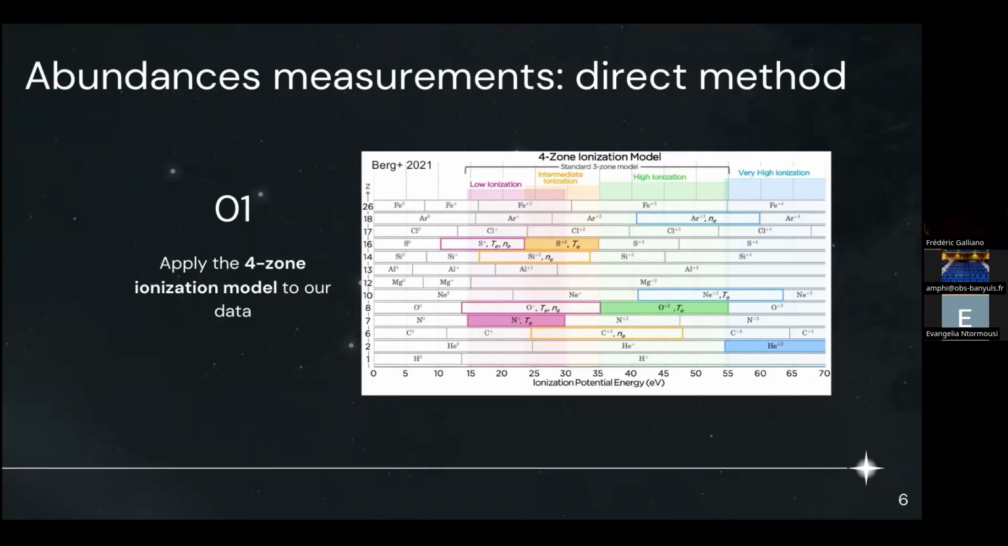Okay, one of the main goals was to measure the abundances of our galaxy. And to do that, we use the direct method that consists in computing the abundances using temperature and densities that are measured directly from our data. In each gas, we can always identify 3 or 4 ionization zones that contain different elements that are typical of that zone. Those elements can be used to compute all the physical quantities of that zone. So first of all, we had to create our own table of the ionization zones.